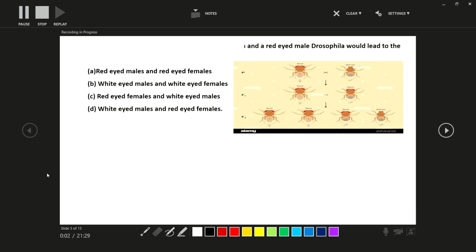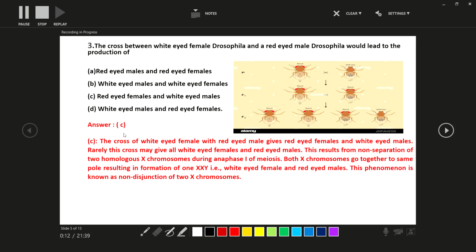And one more question you can see here: the cross between the white-eyed female Drosophila and the red-eyed male Drosophila would lead to the production of, answer is red-eyed females and white-eyed males. The cross of white-eyed female with red-eyed male gives red-eyed females and white-eyed males. Rarely this cross may give all white-eyed females and red-eyed males. This results from the non-separation of the two homologous chromosomes during anaphase 1 of meiosis.